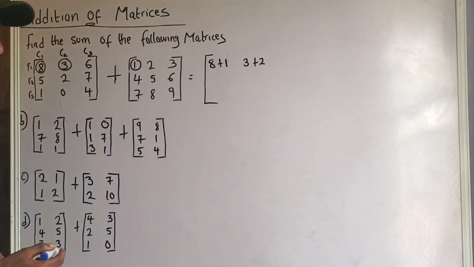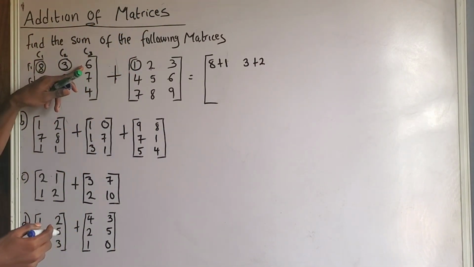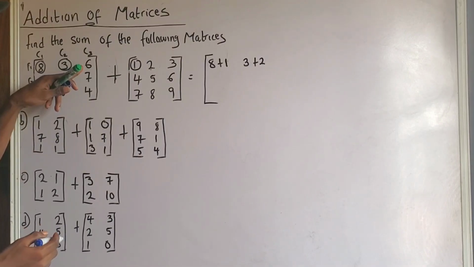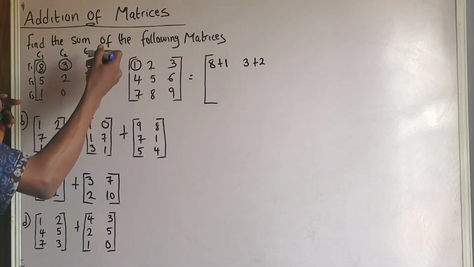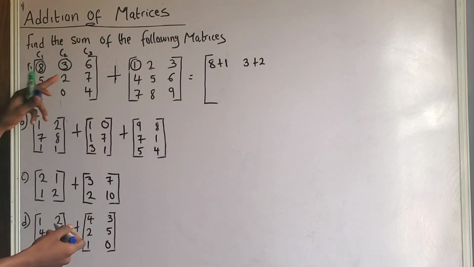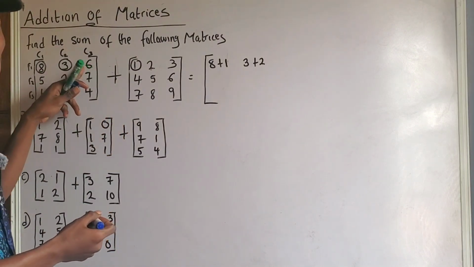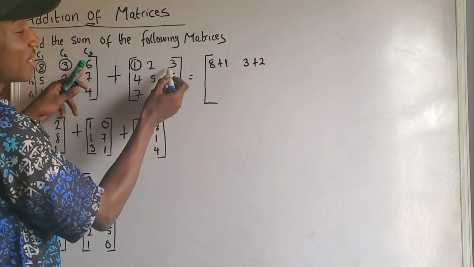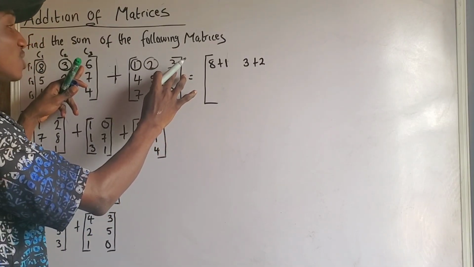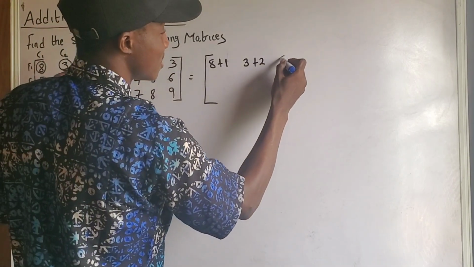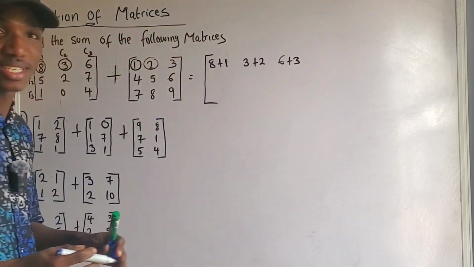Okay. For the next one, we have 6. 6 is in row 1, but the column now is the third column. So it is in row 1, column 3. Now, the corresponding element for 6 in the second matrix is 3. So I'm going to have 6 plus 3. Are you getting it now?